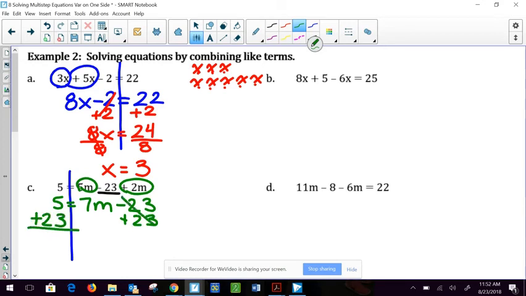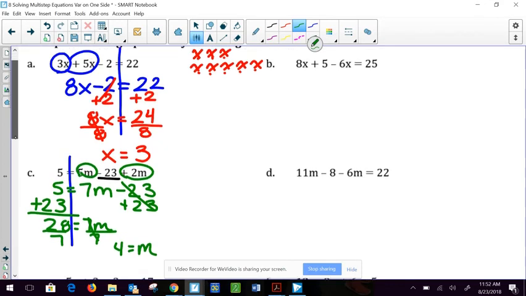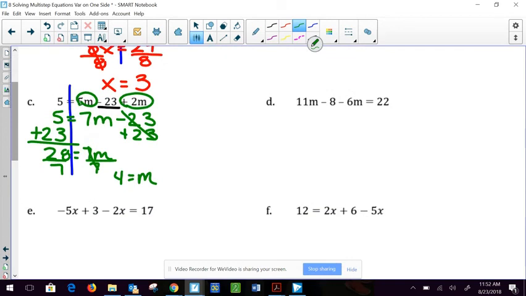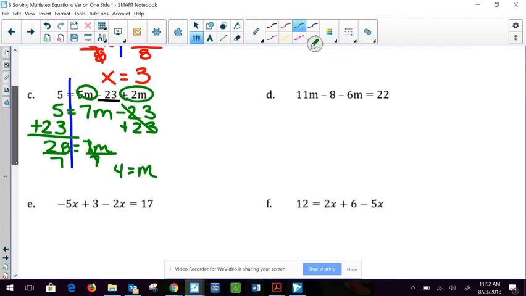5 plus 23, 28, is equal to 7m. My final step is divide both sides by 7. And if you did that correctly, 4 would be equal to m. I feel like you guys are doing such a great job that I can go on to something a little bit more complicated. So the problem I want to look at now is something like letter F.